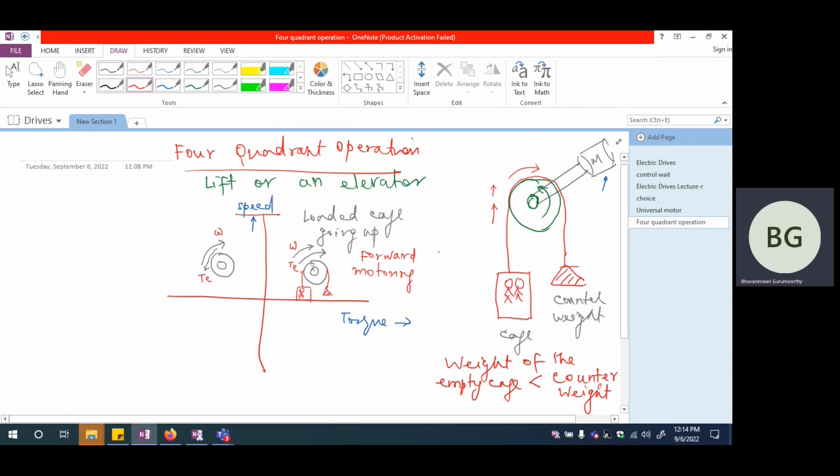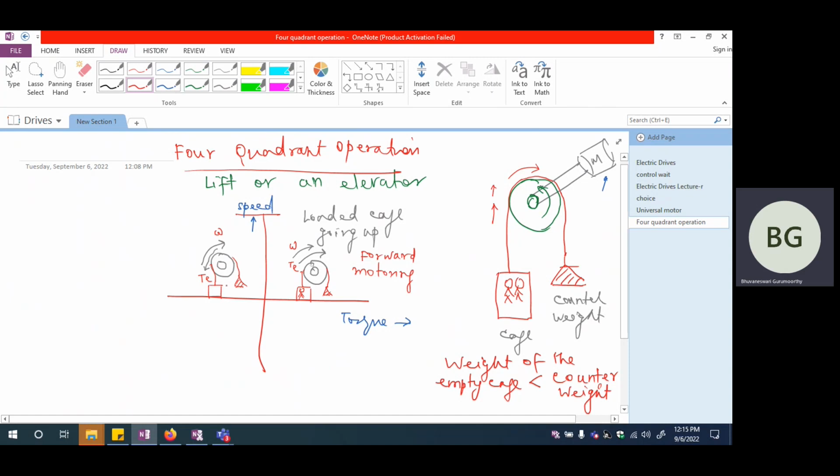So the cage has to be lifted up against gravity when we are talking about quadrant 1 operation. Quadrant 2 operation: let us try to see what kind of situation will warrant this. The speed is in this particular direction, which means in all probability, even without any stimulus from the motor side, the cage would be able to move up. That means the cage in all probability should be empty. So I have to have the cage empty, whereas the counterweight will automatically pull it up because the counterweight's mass is going to be higher than the empty cage.